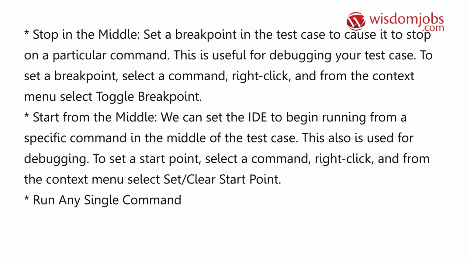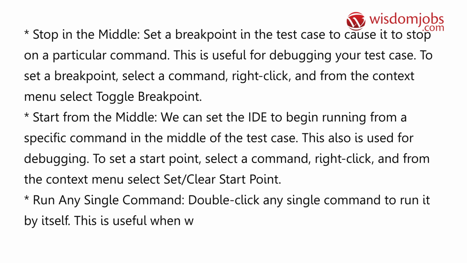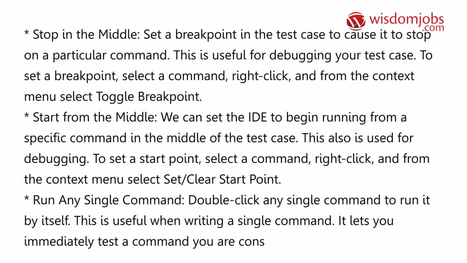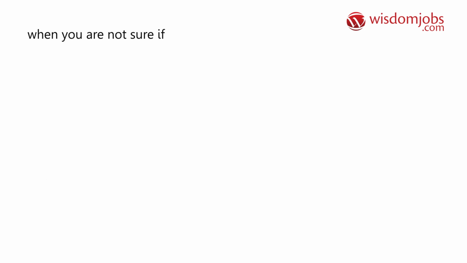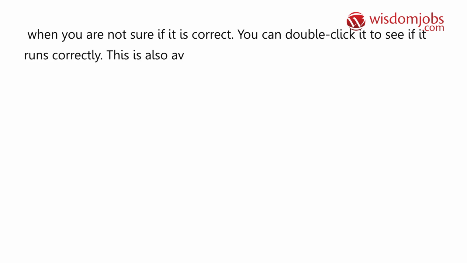Or run any single command. Double-click any single command to run it by itself. This is useful when writing a single command. It lets you immediately test a command you are constructing. When you are not sure if it is correct, you can double-click it to see if it runs correctly. This is also available from the context menu.